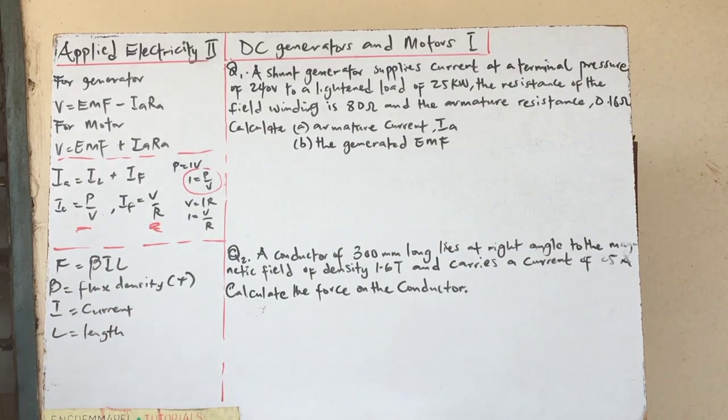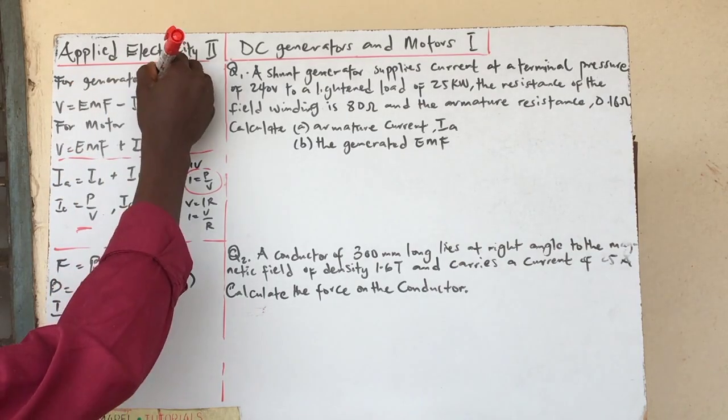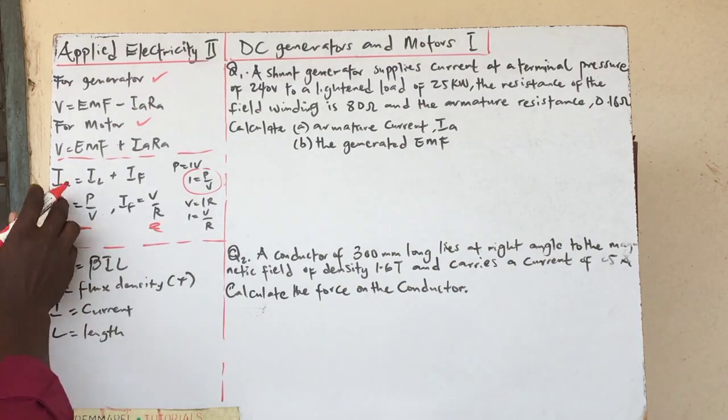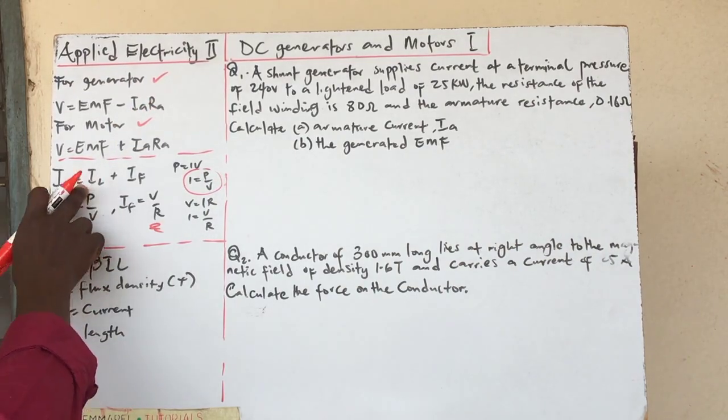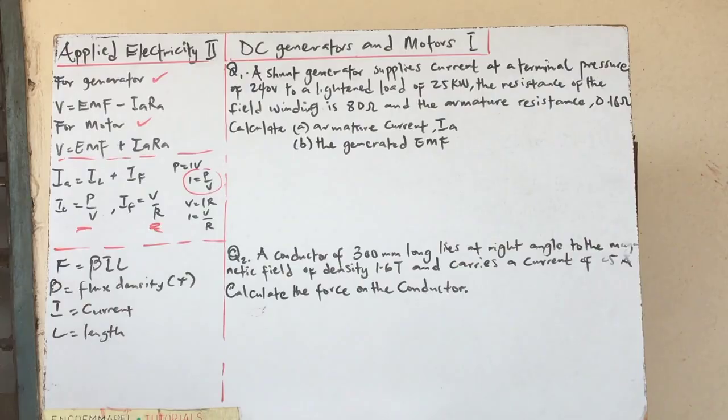Might be length of the conductor, might be length of the insulator, depending on the material they are giving. So I haven't gone through this process. I think we are good to go. This is for generator, this is for motor, and this is armature current. Armature current is load current plus field winding current. Then you can get them.